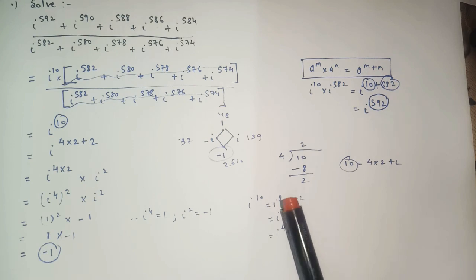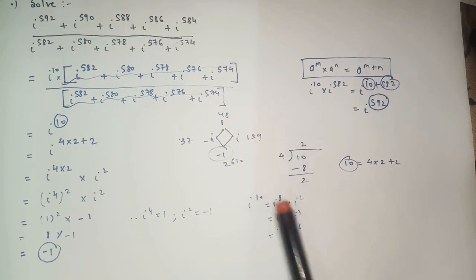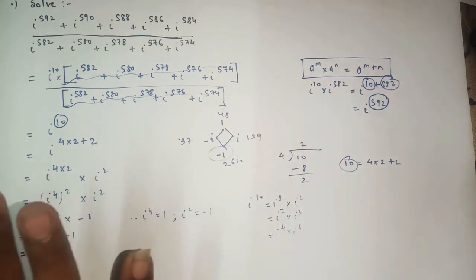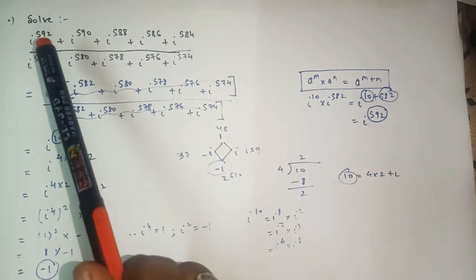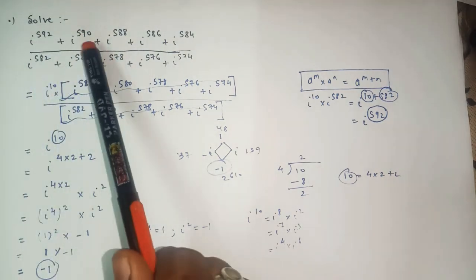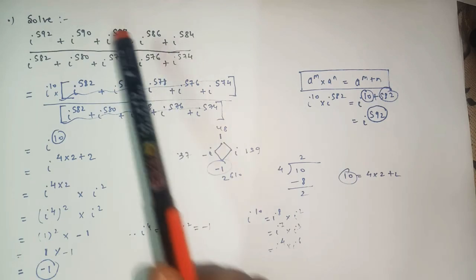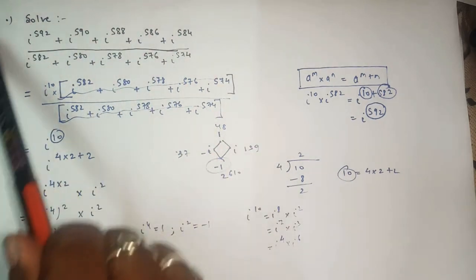Also split this number, break this number. In all the three cases you will get the same answer. So now it is on you which method you have to apply. Okay, so see to it that you don't solve this sum like this: i raised to 592 separately, i raised to 590, i raised to 588 separately. It will take too much time.